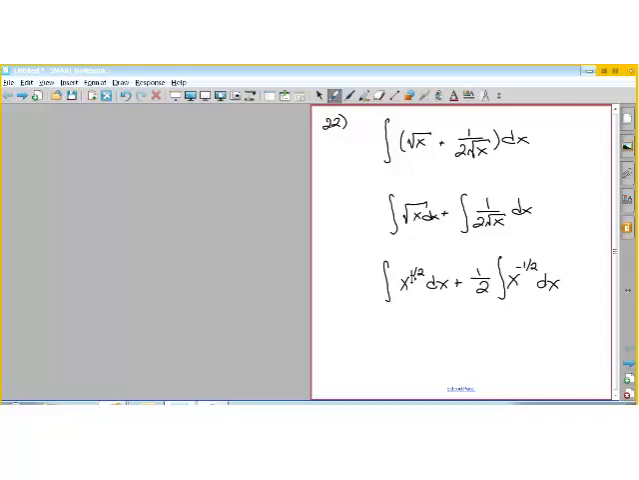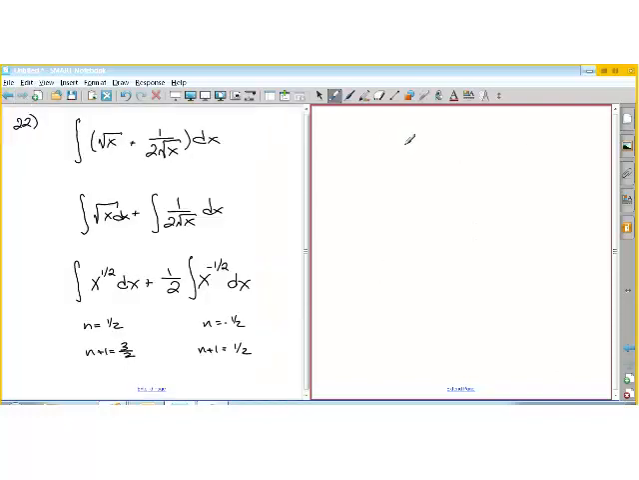Okay, now the constants are outside. We can then add 1. In the first case, n is equal to 1/2. In the second case, n is equal to negative 1/2. So n plus 1 is equal to 3/2, and n plus 1 here is going to be equal to positive 1/2. So the first integral becomes x to the n plus 1 divided by n plus 1.